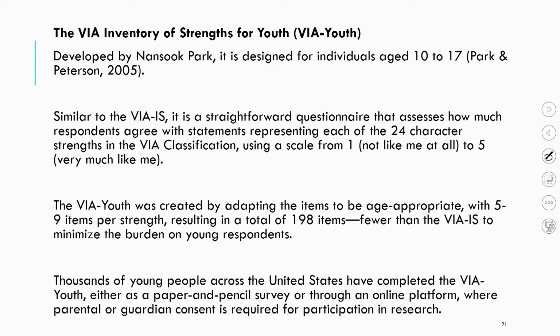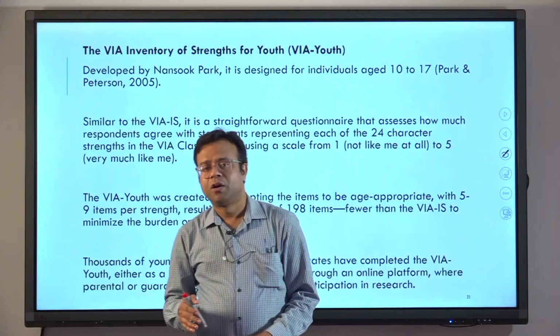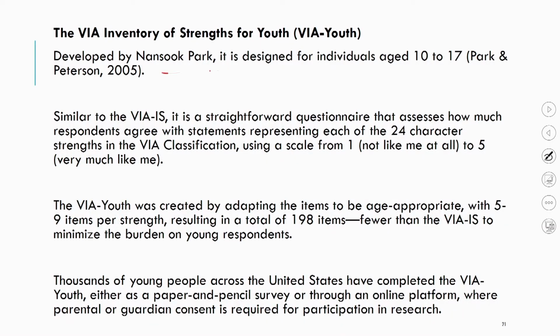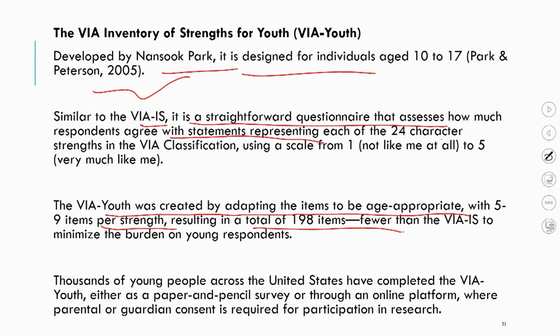Another VIA Inventory of Strengths was also developed for youth specifically, by Nansook Park. It is designed for individuals aged 10 to 17 years old. Similar to the earlier instrument, it is a straightforward questionnaire that assesses how much the respondent agrees. The structure is very similar, only some items are different. VIA Youth was created by adapting the items to be age appropriate, with 5 to 9 items per strength, resulting in a total of 198 items. Items are fewer here than in the VIA-IS, to minimize the burden on young respondents.